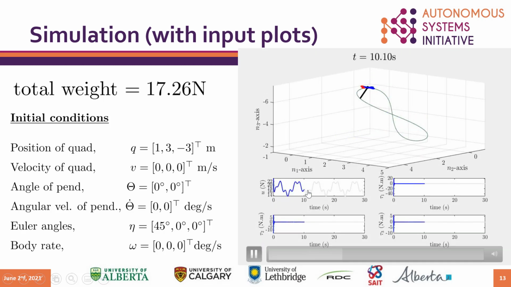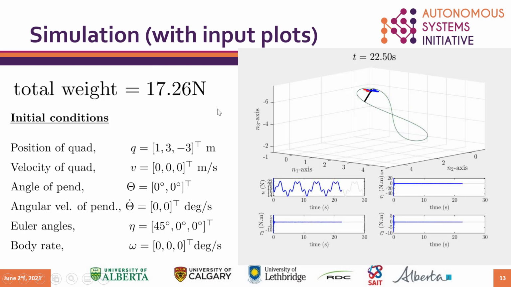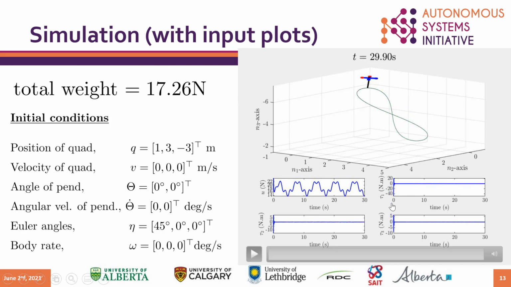The thrust varies up and down about a certain value, and that value is the total weight of the whole system. And in steady state, these torques are not actually zero, but they oscillate very gently around zero so that the desired roll, pitch, and yaw are achieved.